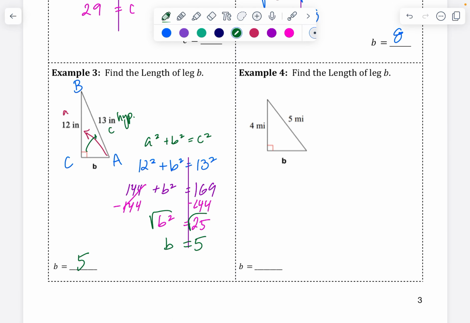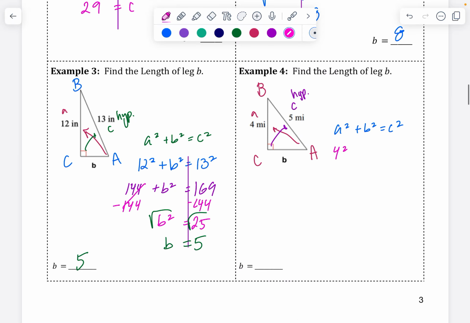Same thing with example 4. I'm going to start labeling my triangle. Across from B is angle B, angle A, so this becomes side A, and then angle C, this becomes hypotenuse C. So same thing, I have A squared plus B squared is equal to C squared. So A squared, this is 4 squared, plus my unknown B squared is equal to C squared, which is 5 squared.